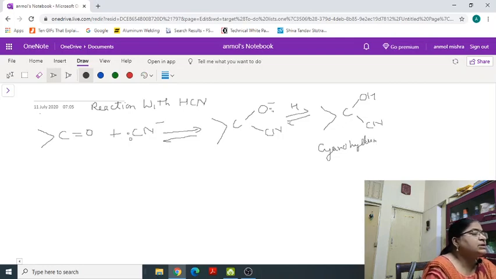This reaction is very slow with pure HCN. Therefore, a catalyst base is used which can help to generate the cyanide ion. Cyanohydrins are very useful synthetic intermediates.